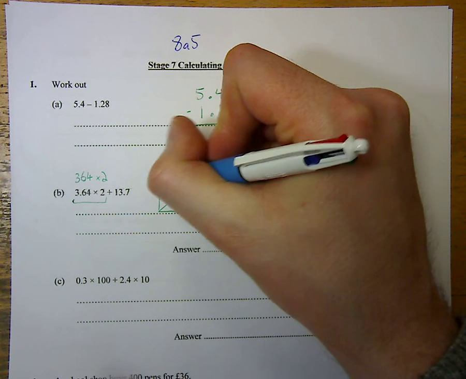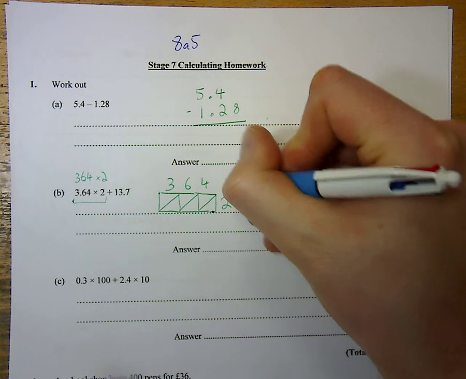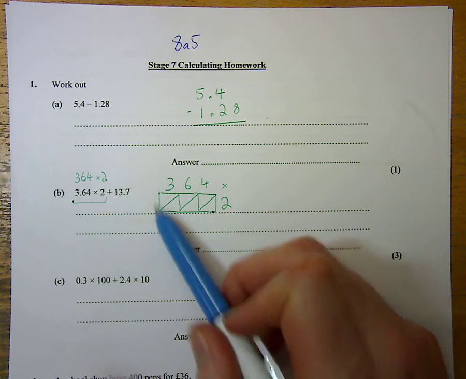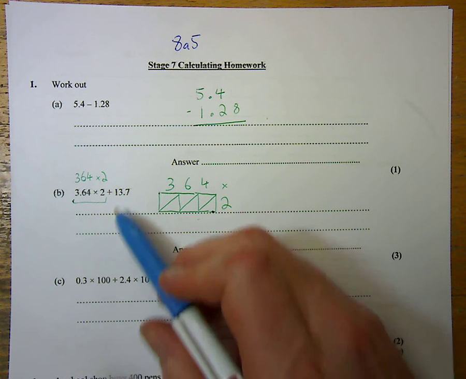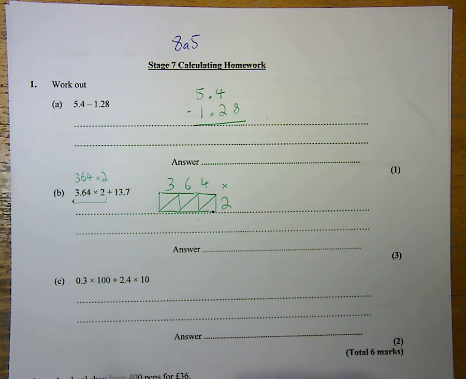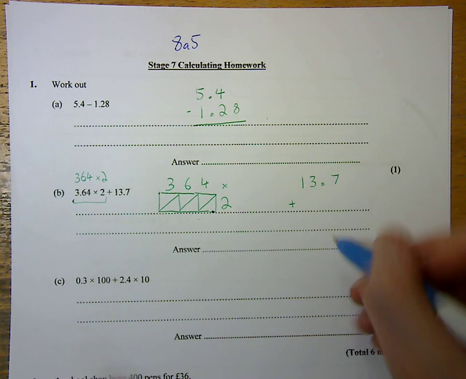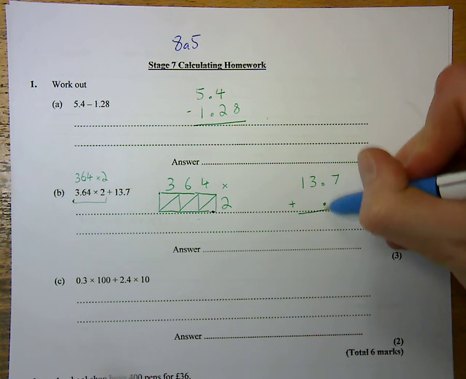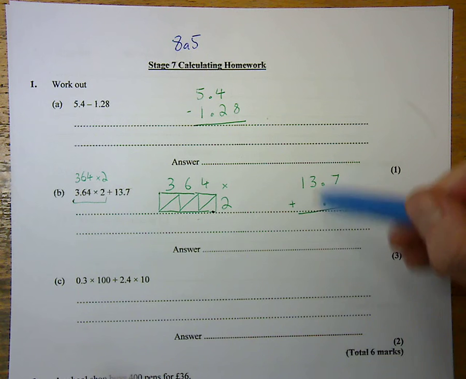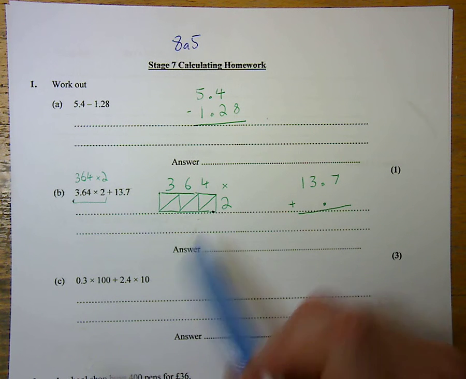So we've got 364 multiplied by 2, and we fill in the answers there. Once we've done that, whatever our answer is, we will add it on to 13.7. So I'll have 13.7 plus, I'll put my answer in here, but we've got to remember, line up the decimal places so that we've got them in the correct columns. Now you don't have to do this method. As I said, some people like to do other methods, but this is what we've been doing, so it may be useful.